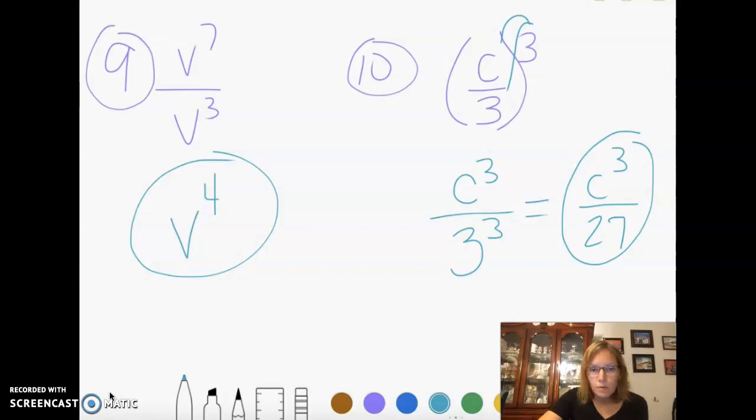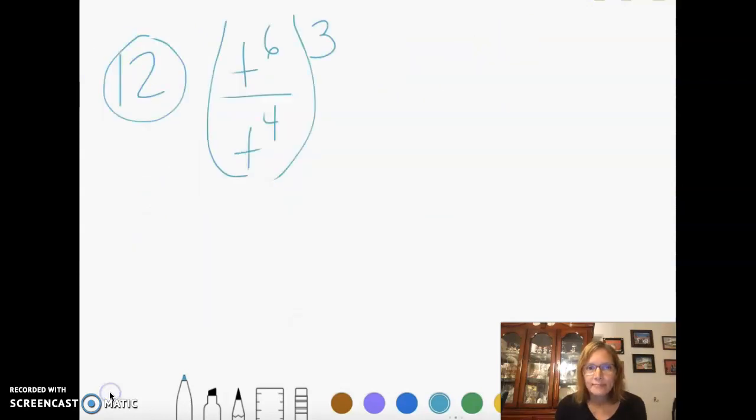All right, let's do one more. Okay, last one. So in this case, I want to work out what's inside my parentheses first, following order of operations, and then I'll do my exponents second. So I see that I'm dividing in the parentheses. So dividing exponents with the same base means I subtract the exponents.